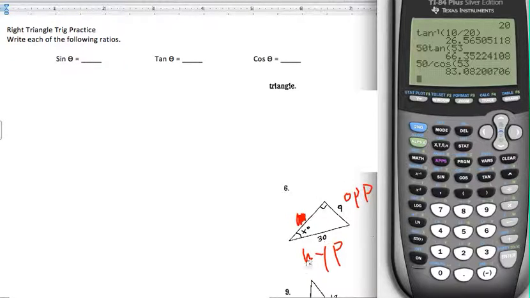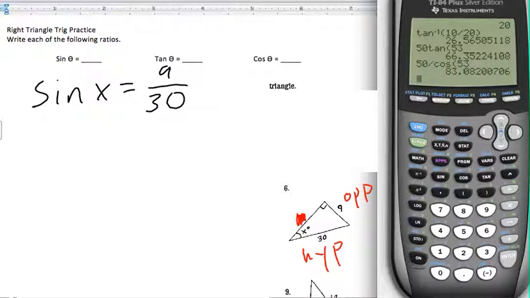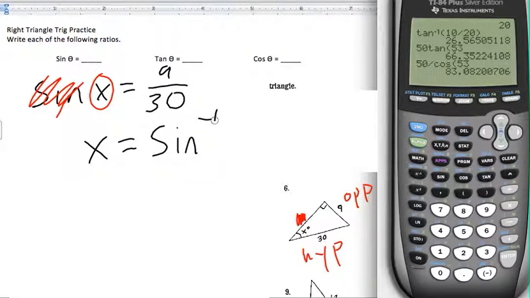If this is the hypotenuse, which it is, and this is the opposite, this is a sine problem. This is an SOH. So the sine of x is opposite over hypotenuse, so 9 over 30. So this is another case where our goal is to solve for x, which means we have to get rid of sine. Well, how you get rid of sine is using the opposite of sine. That's how you get rid of anything in math. So we need to know sine inverse 9 over 30.